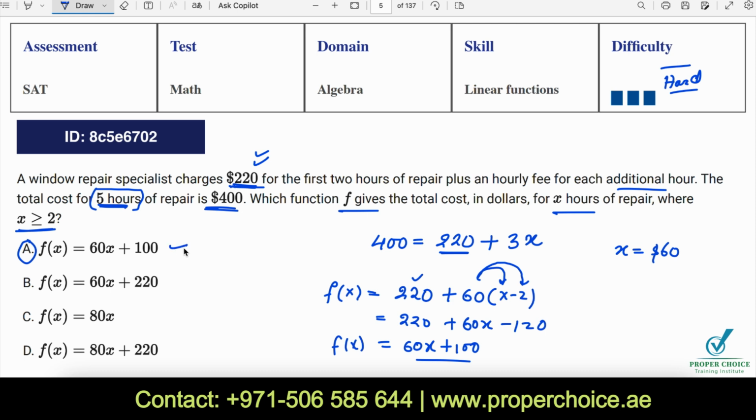So that is how you solve for the unknown value, then use it to set up an equation. That's the reason they consider this a difficulty level of hard.